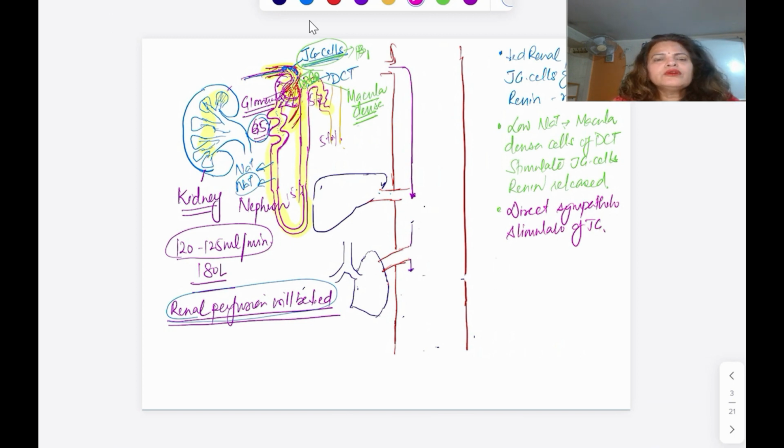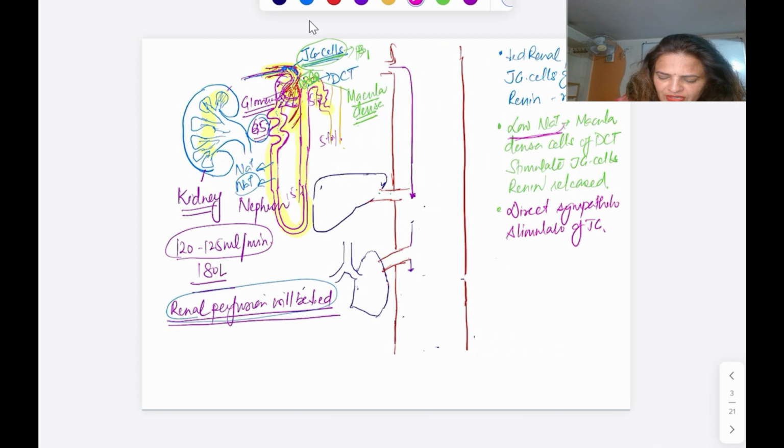That also leads to the renin release. So renin is released. What are all the 3 stimuli? Number 1, if the renal perfusion is decreased, then it is going to stimulate the JG cell and renin will be released. Number 2, if there is low sodium because of the low perfusion, again, the first one is because of the decreased blood pressure, the second one is again because of the decreased fluid.